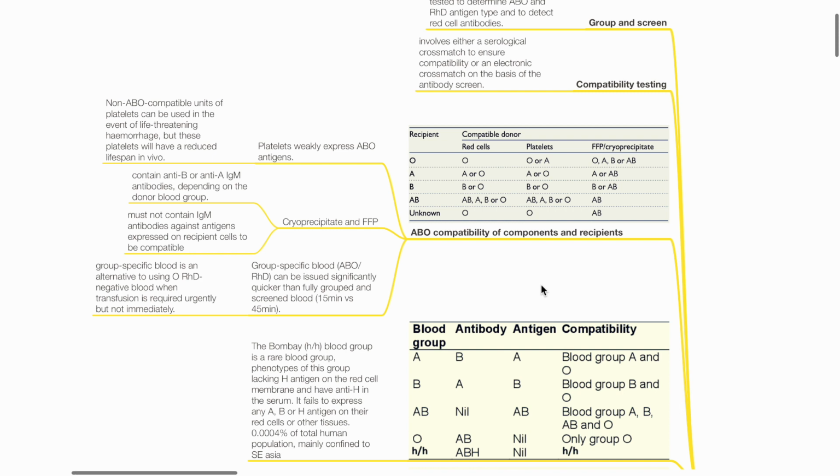Cryoprecipitate and FFP contain anti-B or anti-A IgM antibodies, depending on the donor blood group. They must not contain IgM antibodies against antigens expressed on recipient cells to be compatible. Group-specific blood can be issued significantly quicker than fully grouped and screened blood, 15 minutes versus 45 minutes. Group-specific blood is an alternative to using O-negative blood when transfusion is required urgently, but not immediately.